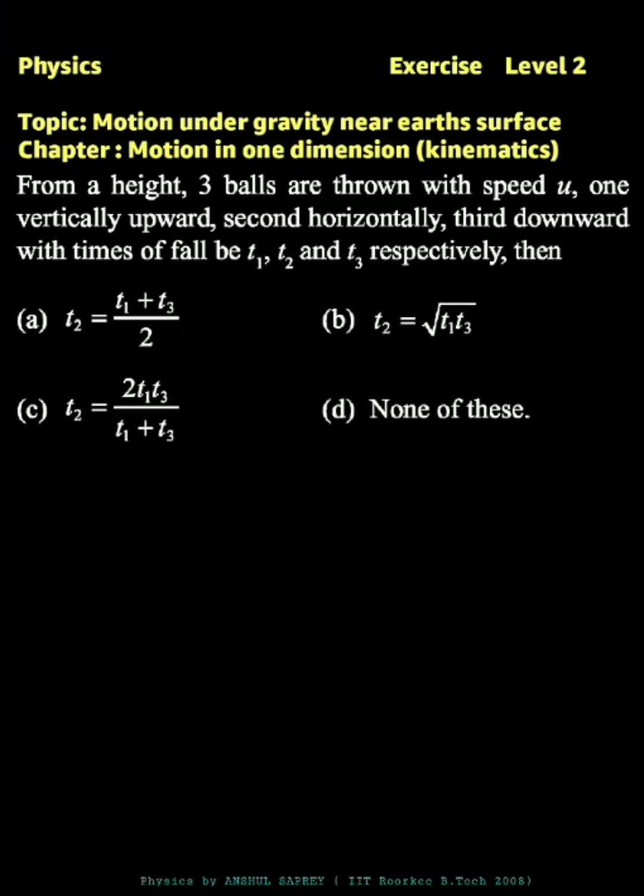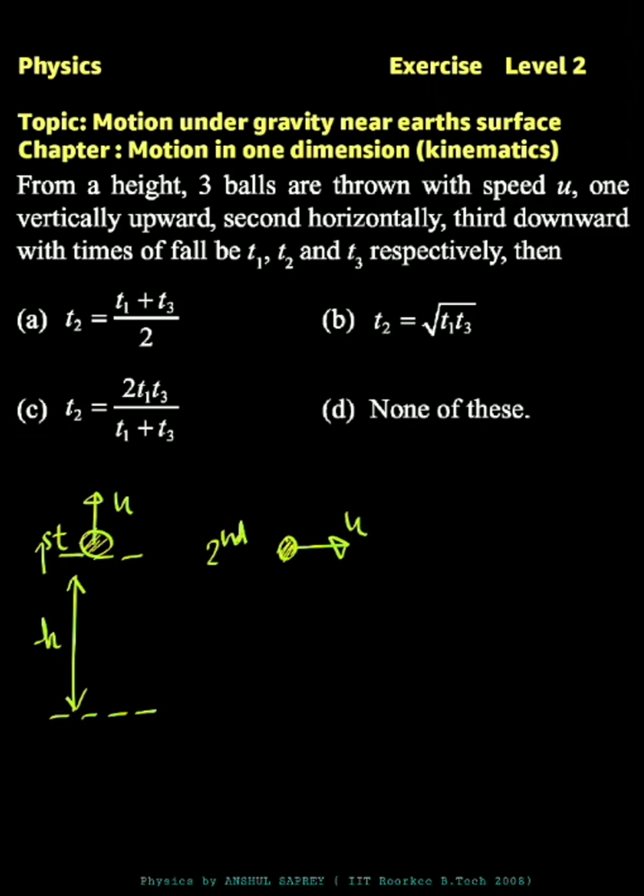From a height, 3 balls are thrown with speed u. So the first ball is thrown vertically upward with velocity u and from initial height h. Second ball is thrown horizontally with initial velocity u and initial height h. Third ball is thrown vertically downward with initial velocity u and initial height h above the ground.